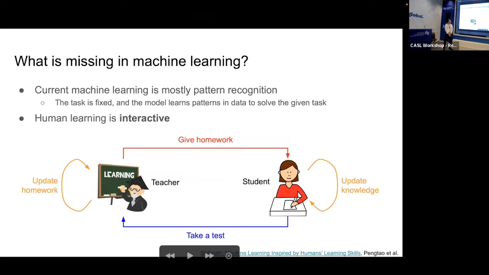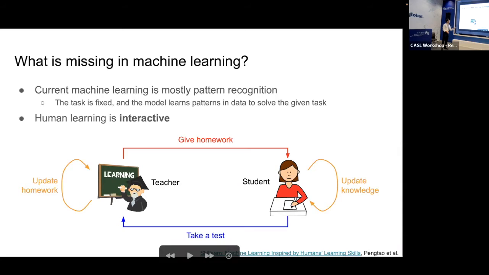So I'm going to start the presentation by asking this question. What is missing in current machine learning? I guess like Professor Kunze also talked about causality as one of the things that we're missing in current machine learning. But another thing that we're missing is the interactive learning scenario. If you think about the current machine learning, if you're given a task like image classification or machine translation, what they do is basically finding the patterns in data to solve the task, and there is basically no interaction with other agents.